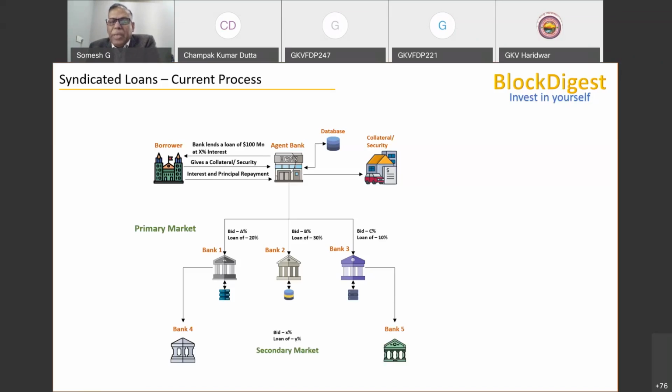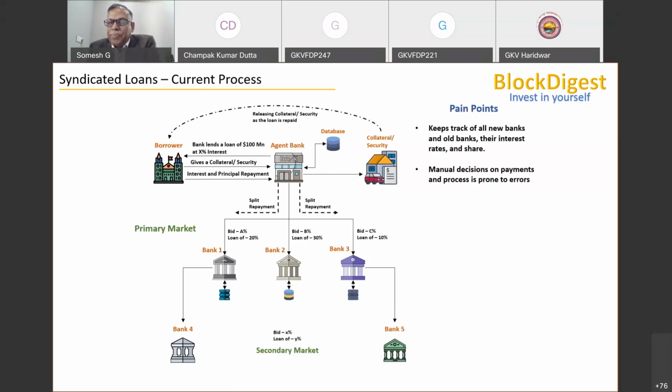When Apple pays interest and principal, the agent bank, Bank of America, does manual calculations and splits repayments across the network and releases part of the collateral or security. And proportional parts of that collateral or security are liened to the participant banks according to their internal arrangements. So this is the current process.